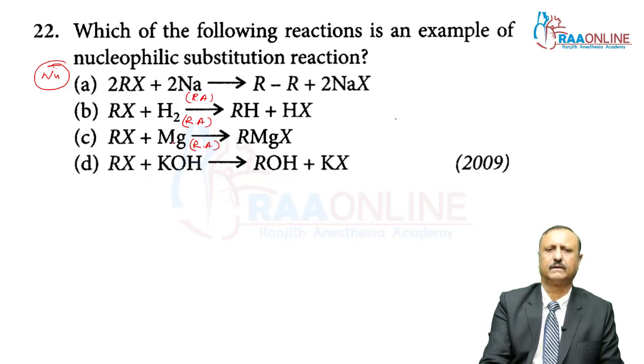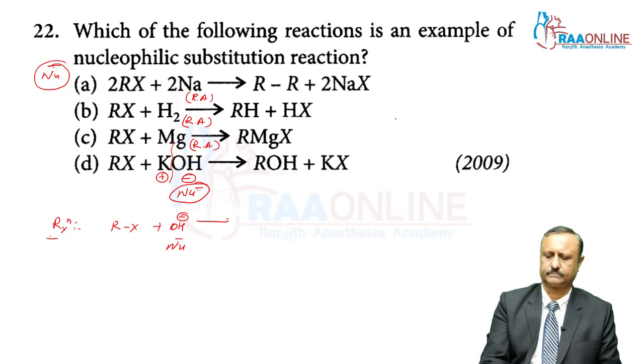Here from KOH you get the nucleophile OH minus ions. My dear students, this OH minus ion acts as a nucleophile, so it attacks on this RX. You can get the reaction, my dear students. This is RX, this is OH minus ion, which acts as a nucleophile and attacks on this R group.